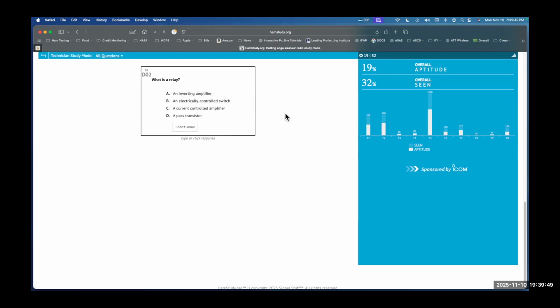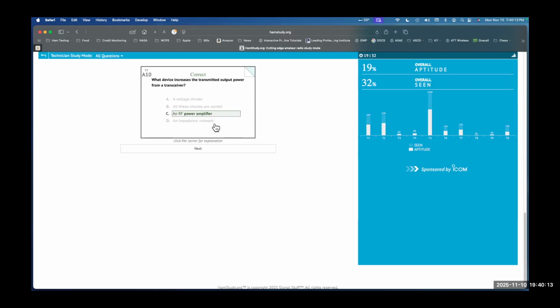What is a relay? B. B, an electronically controlled switch. What device increases the transmitted output power from a transceiver? Amplifier. An amplifier. C.